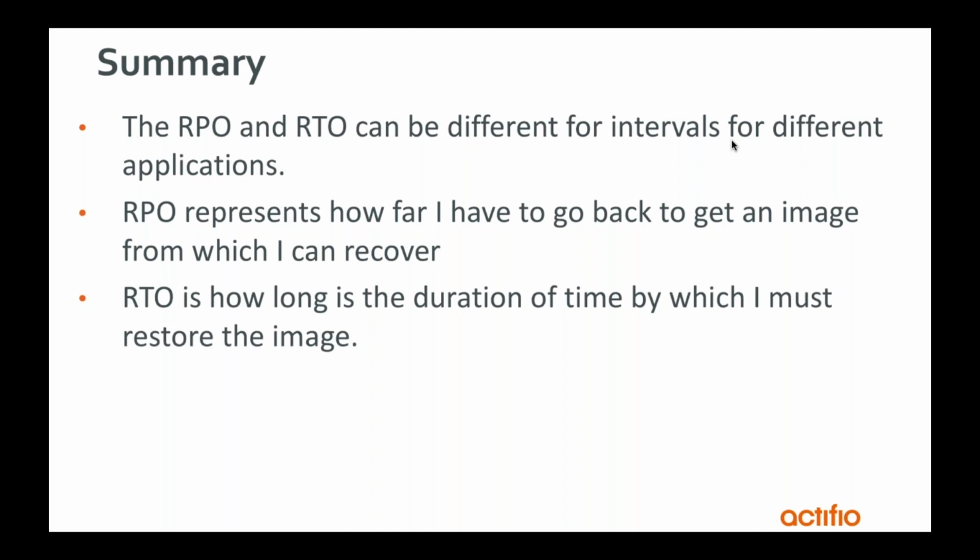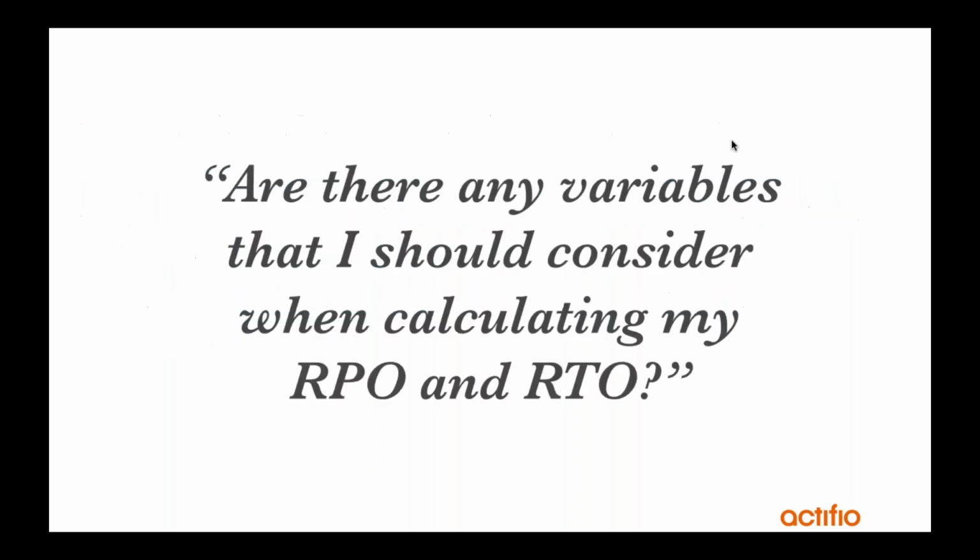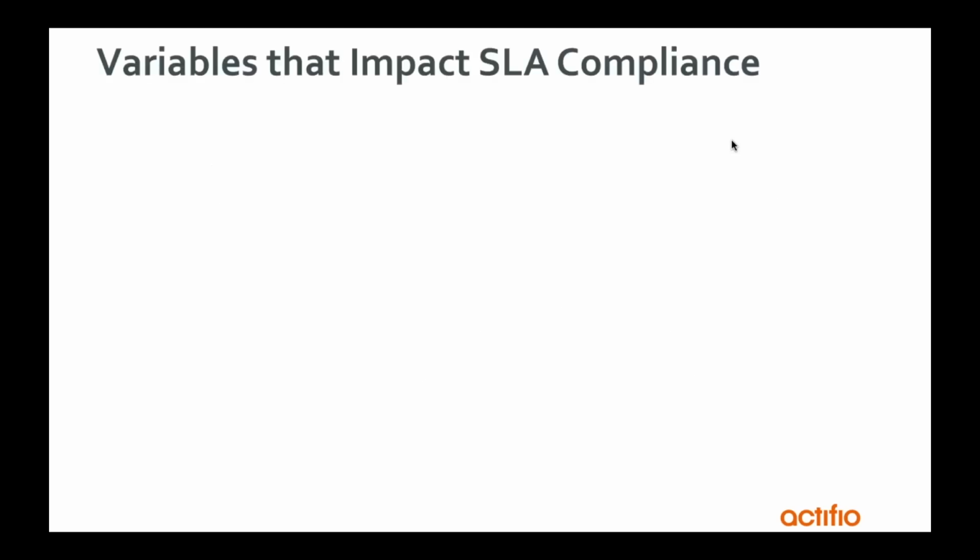Yeah, that's right, Dave. Are there any variables you should consider when calculating what your RPO and RTO should be? The answer is a simple yes. There are 5 common variables that can significantly impact your SLA compliance as far as RPO is concerned. First, network congestion. Other activities on the network can slow down the data flow. You need to make sure you can consistently provide the bandwidth that's used in your RPO sizing.